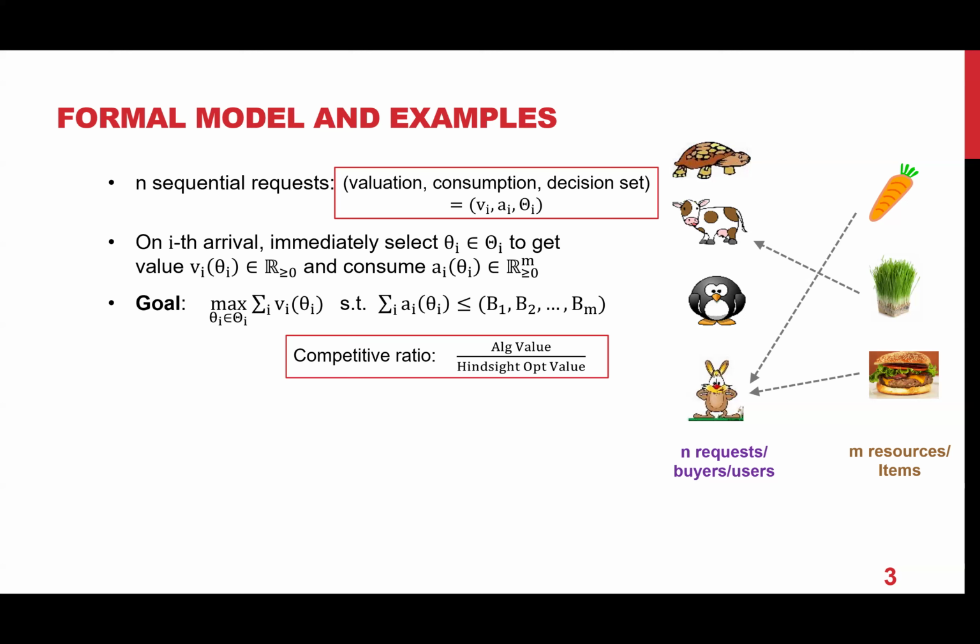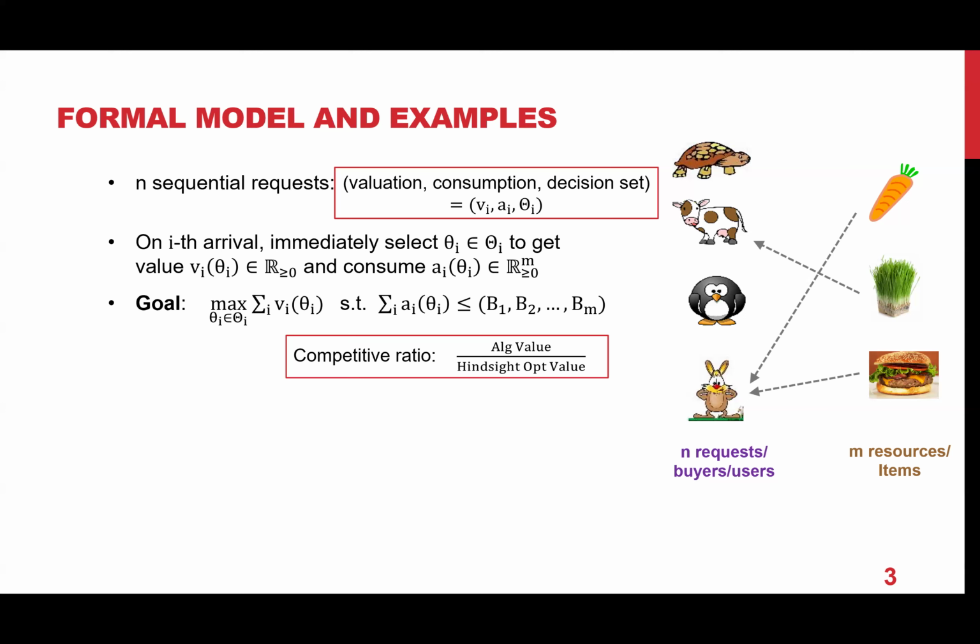So basically, some request comes, like the bunny comes, and there are two possible options. The action set that you have is whether you assign them the burger or the carrot, or maybe you assign them nothing. That's also an option. If you assign them nothing, then it generates value 0. If you assign them the burger, it generates maybe $10. If you assign them a carrot, it generates $100. You need to decide whether you want to allocate, maximizing value subject to resource constraints.